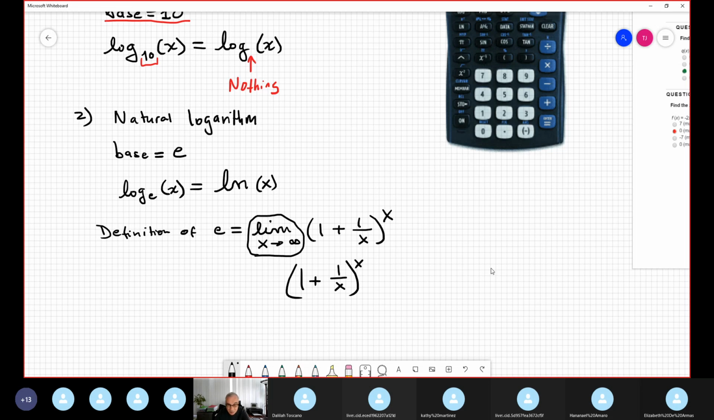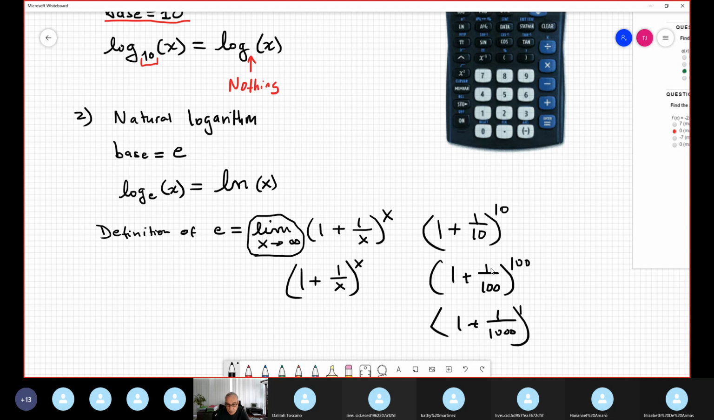So suppose 1 plus 1 over 10 raised to the 10 power. Then 1 over 100 raised to the 100 power. 1 over 1,000 raised to the 1,000 power. Something like that. So this number keeps increasing forever. And when you compute this, it approaches E, and the approximate value for E is 2.7182818. And this continues forever, infinite decimal places, because it's an irrational number.